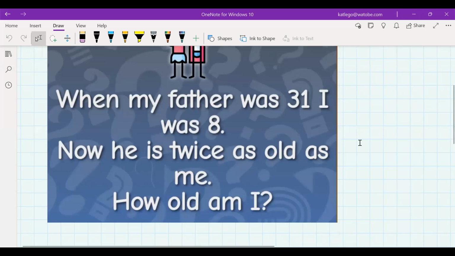Okay. When my father was 31, I was 8. Now he is twice as old as me. How old am I? All the best. Lebo, let's hear what you have to say. How do you guys think we're gonna do this one? It's actually really interesting. I eventually got it, but at first I was like, really, Peter? Trying to kill me over here.